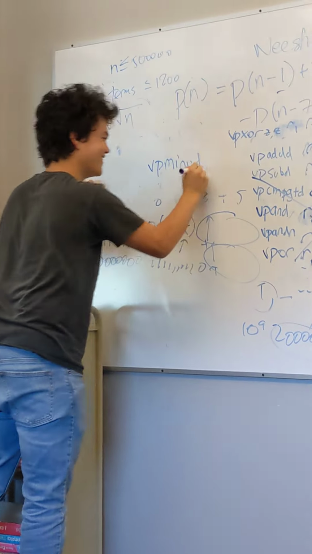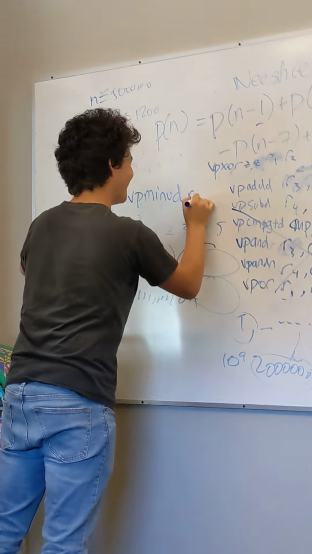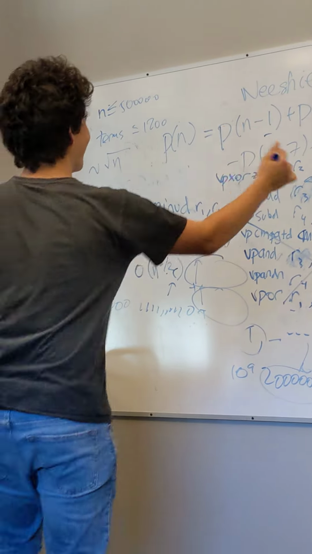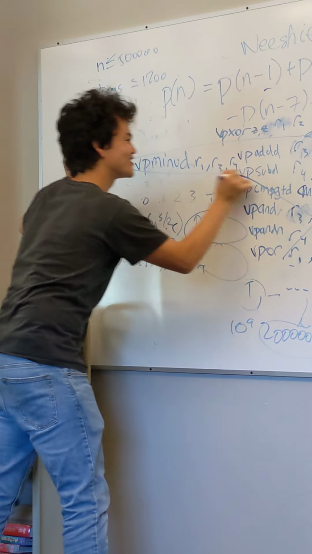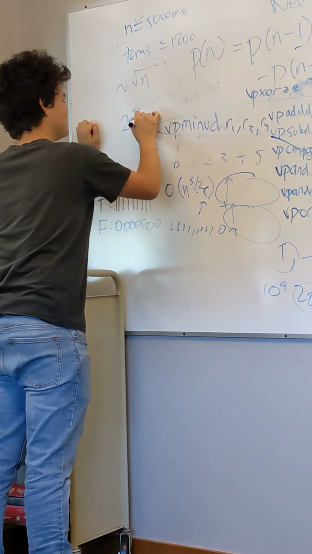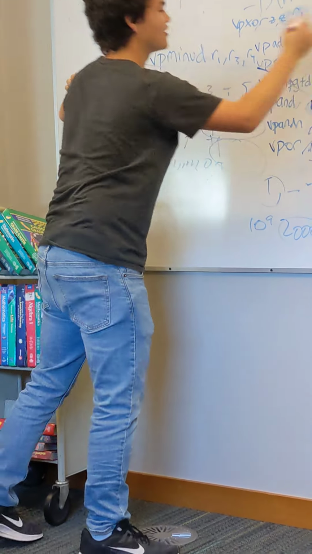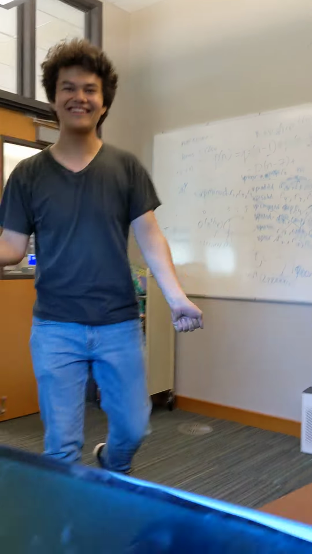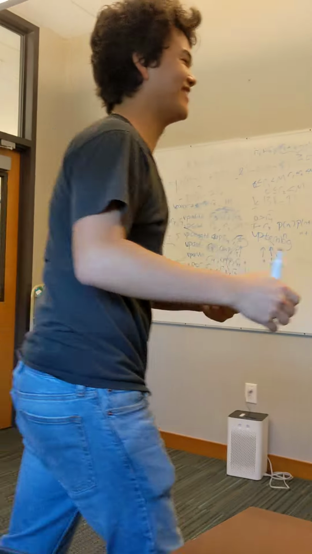vpminud. Take the smallest unsigned integer because negative numbers are huge. And so together, these 3 instructions take up only 2 cycles, as opposed to these, which take 3 to 4 cycles, depending on what's done. It's crazy.